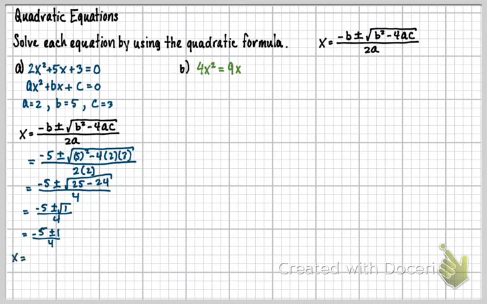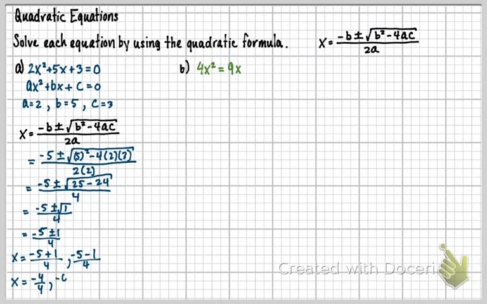answers here, and I kind of talked about that in the last video. This is really negative 5 plus 1 over 4, or negative 5 minus 1 over 4. When simplified, negative 5 plus 1 is negative 4, so negative 4 over 4, and I'll write that out so you can see it, comma, and the other one here is going to be negative 6.